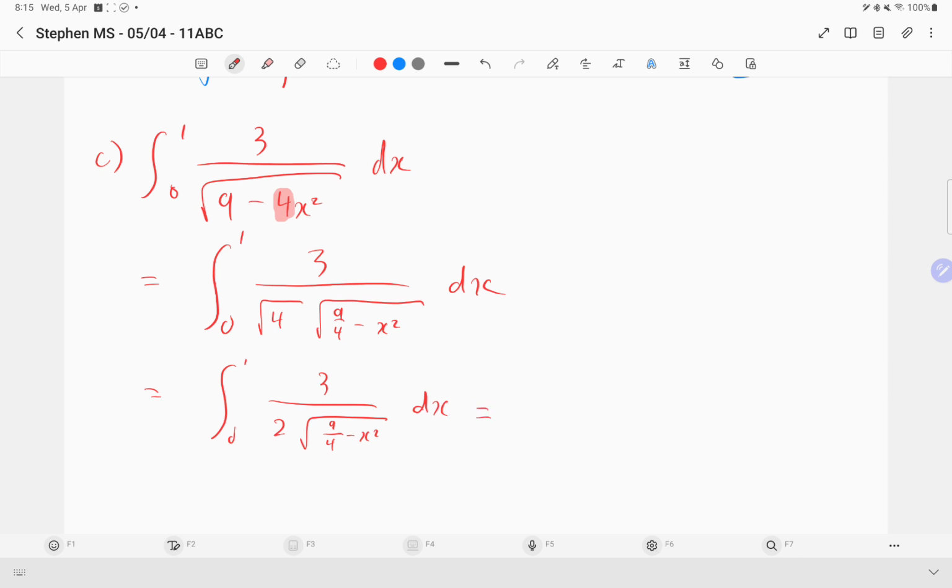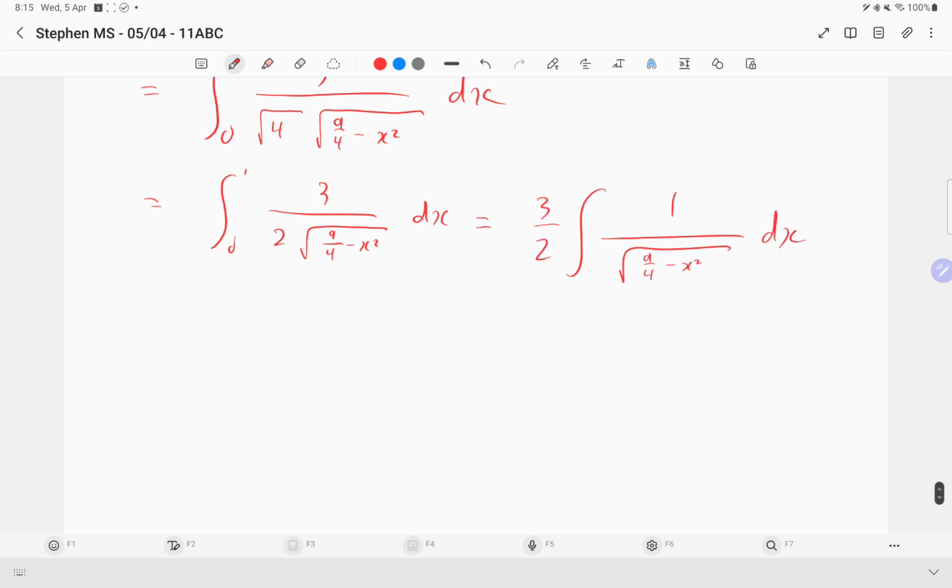And what should the top be? Top should be 1. Okay, so what do we do? We'll take out the 3 and also the 2. So you go 1 on 2 times 1 on 3. It's not 1, so it's 1 on 2 times 3, because 3 is on top. So that should be 3 on 2. Then that'll be 1 over square root of 9 on 4 minus x squared dx. Now can we antiderive it?